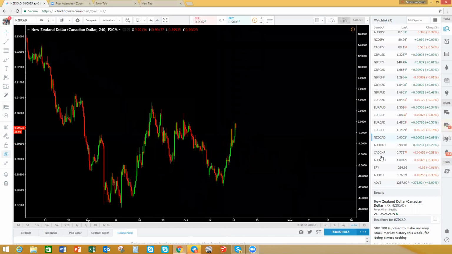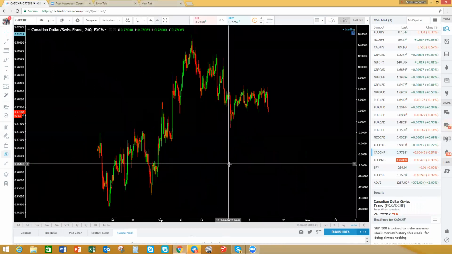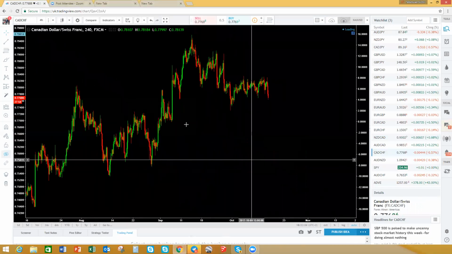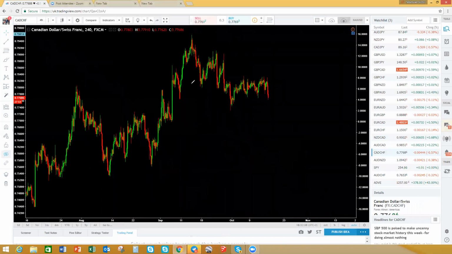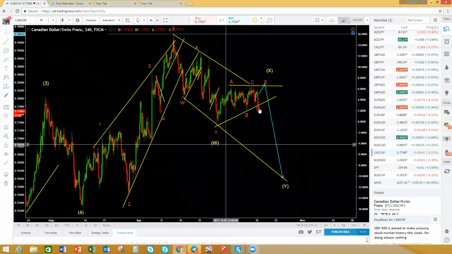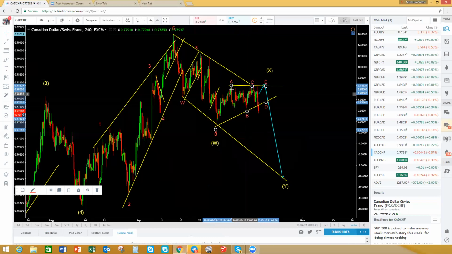Okay, let's see. Kachif. Nice one there. Switch on the labelings. This one has got a very clear structure. You've got a triangle, what looked like a triangle. That is going to change the structure. You can see that this has broken out of here.